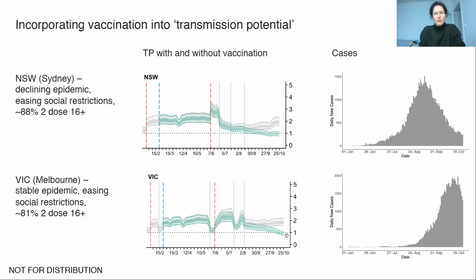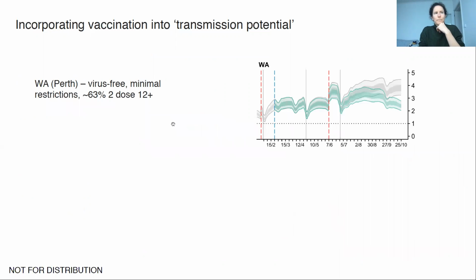But again, transmission potentials just crossed below 1 in the last couple of weeks, and so we're hoping to see that epidemic, provided that we don't see dramatic changes in people's behaviours, which might happen, turn over in a similar fashion to Sydney. And I also just wanted to show that those two states have both had a reasonable amount of community transmission of SARS-CoV-2 in the last 18 months.